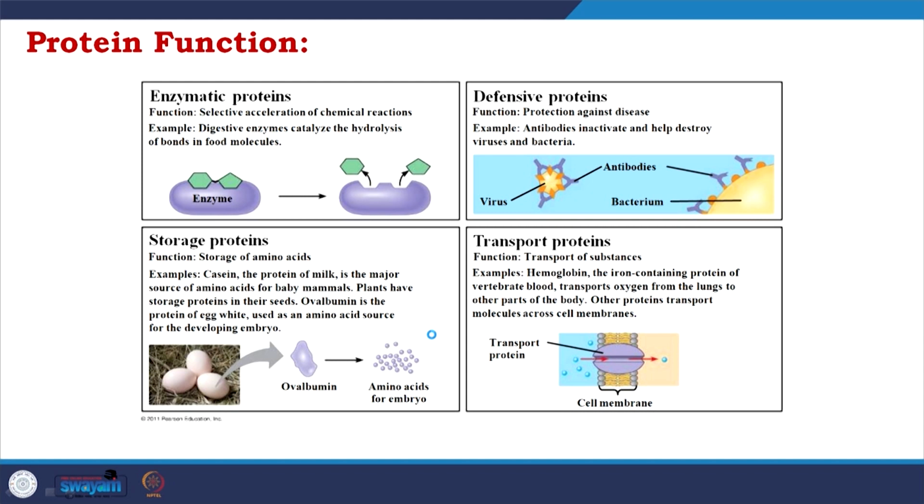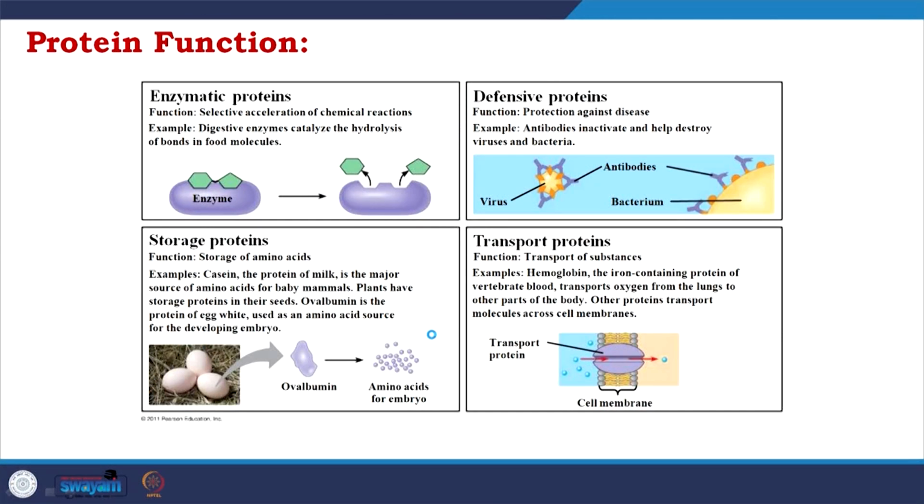Transport proteins, hemoglobin, myoglobin. People have studied myoglobin and hemoglobin in more detail. They are the proteins which were crystallized at the initial stage and we got their structure, and they have been developed as a model for many things like hemoglobin, how it forms its oligomers, the tetramers and all. So, hemoglobin is the iron containing protein of vertebrate blood, transporting oxygen from the lungs to other parts of the body. Other proteins transport molecules across cell membranes.